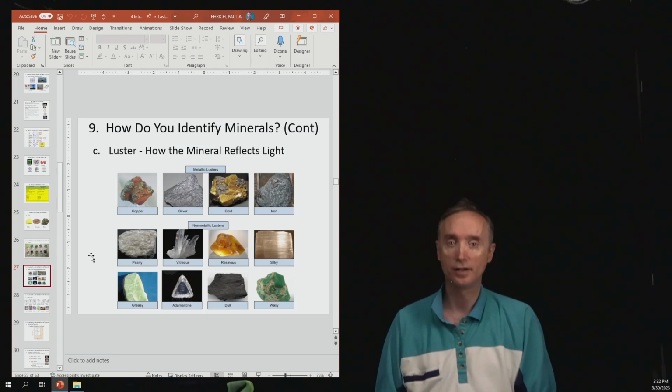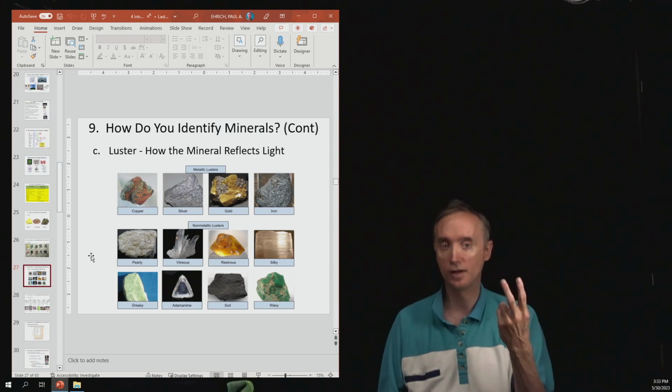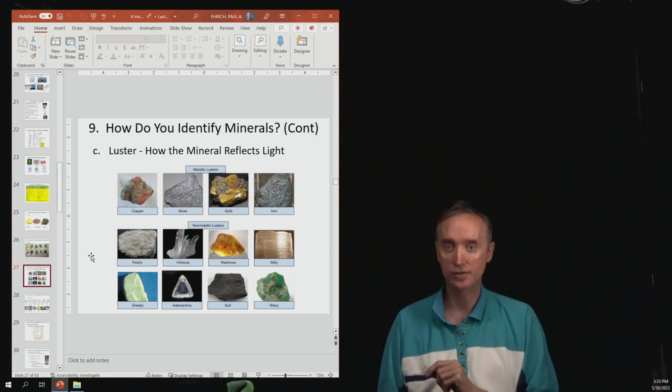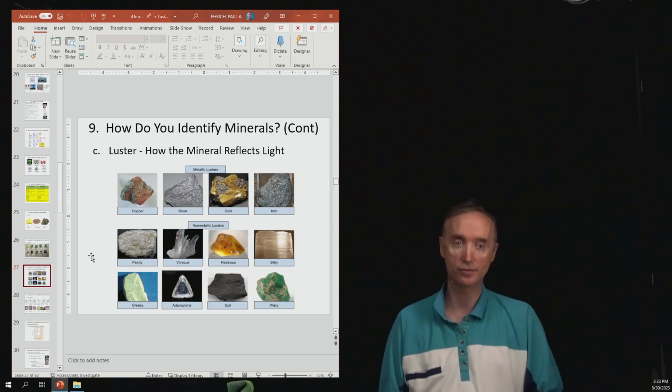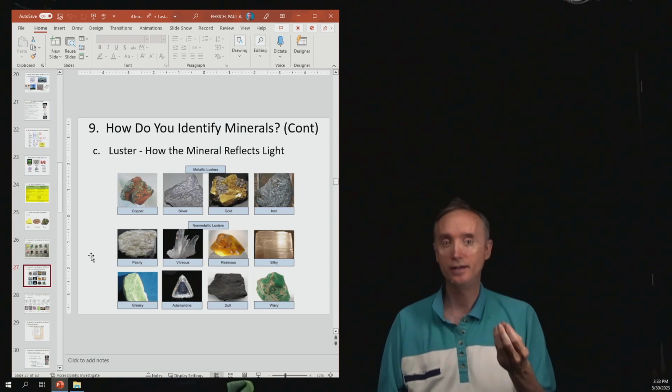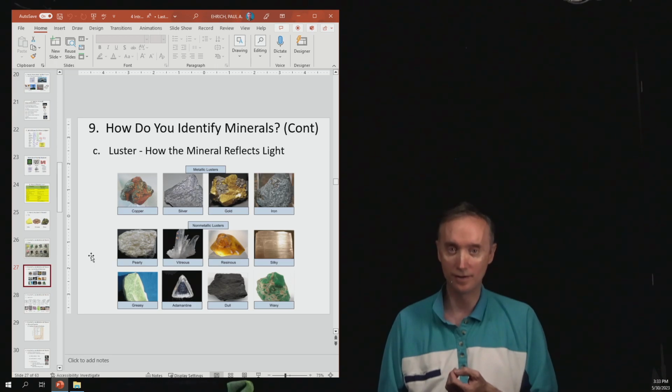Okay, similarly, you should know what luster is. So the definition of luster is how it reflects light. And there's only two kinds of luster that you need to know for the exam. And so that's going to be, is it a metallic luster or is it a non-metallic luster? So if it's a metallic luster, it's shiny like a mirror. And if it's not, it's not.